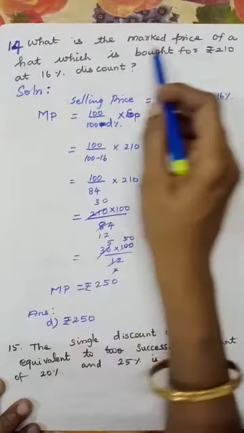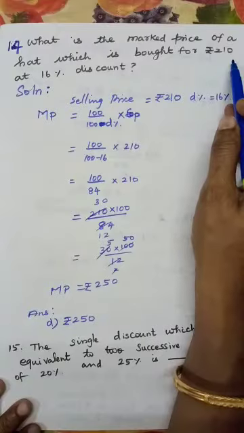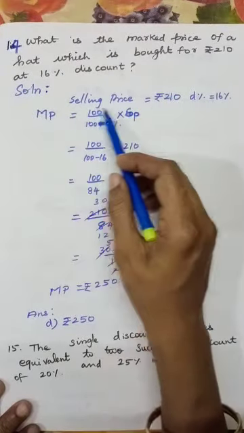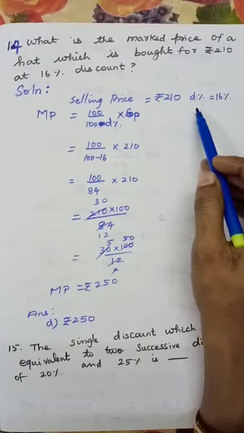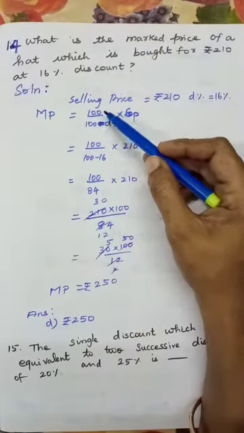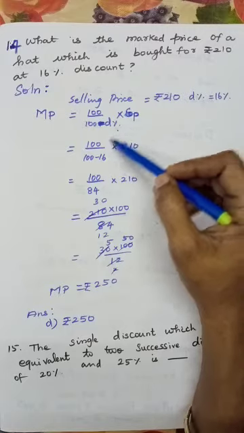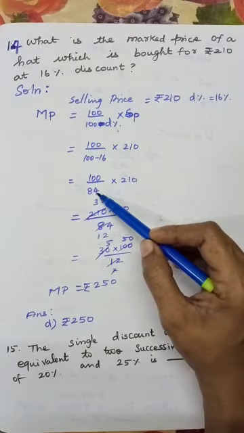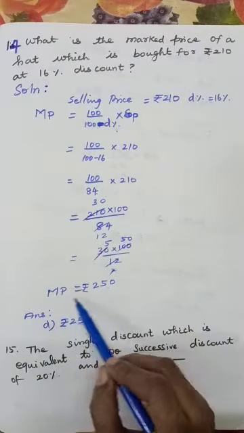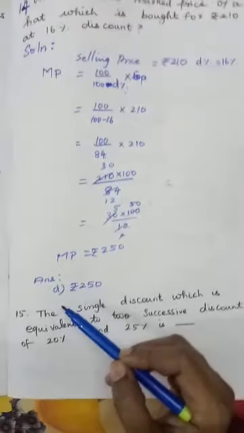Then 14th problem. What is the marked price of a hat which is bought for rupees 210 at 16% discount? Solution. Selling price is equal to rupees 210. Discount percent is 16%. So MP is equal to 100 by 100 minus discount percent into SP. So 100 by 100 minus 16 is 84 into 210. Cancel. The answer is MP is equal to rupees 250. That is D. D is the answer.